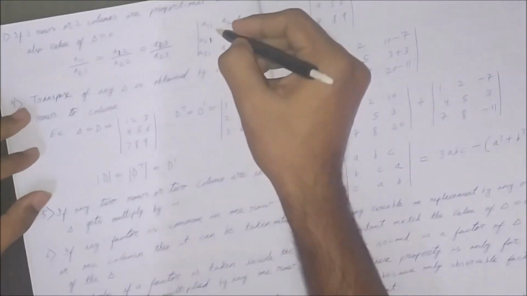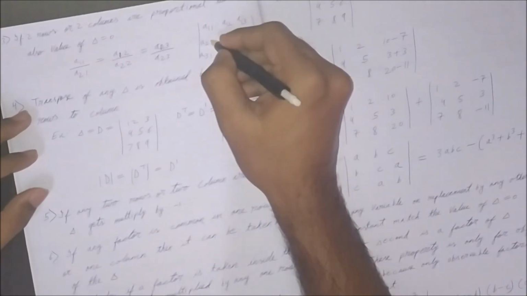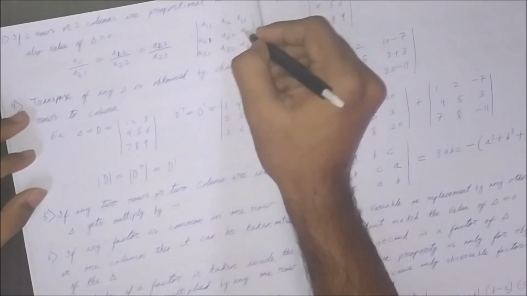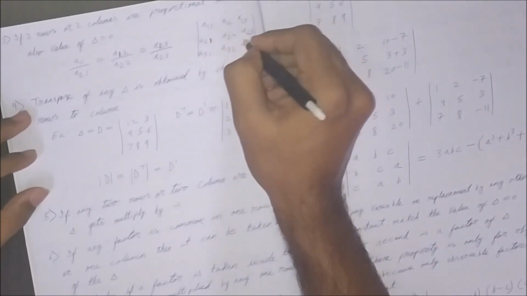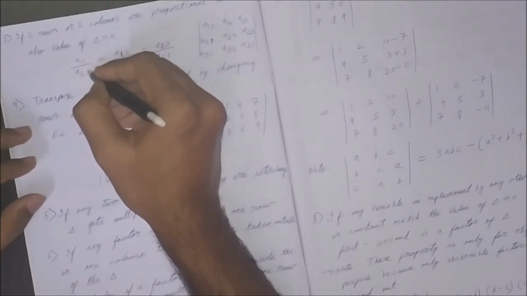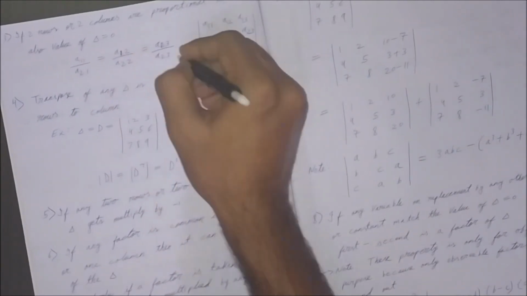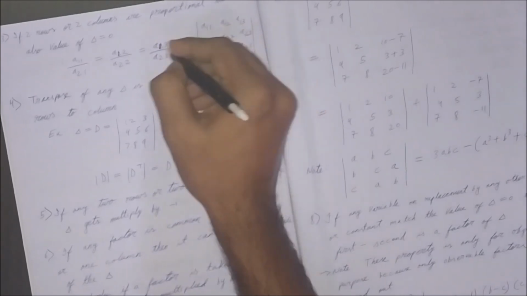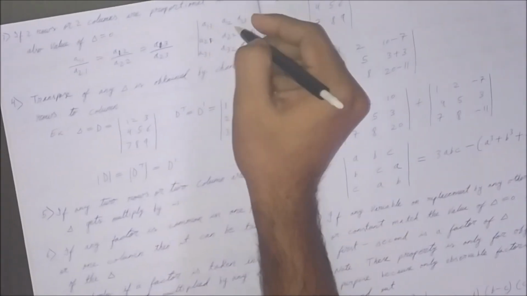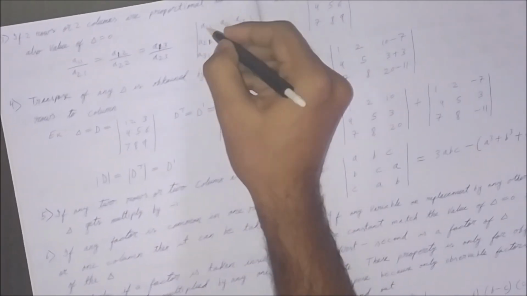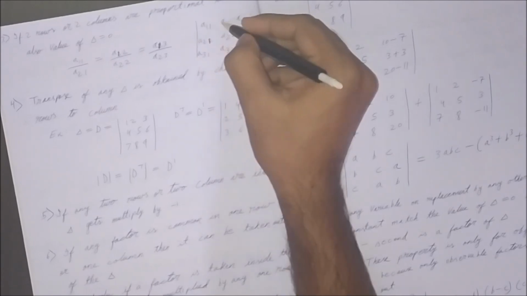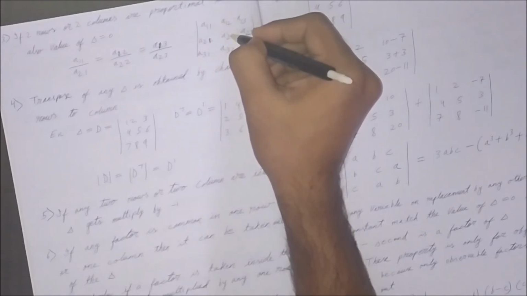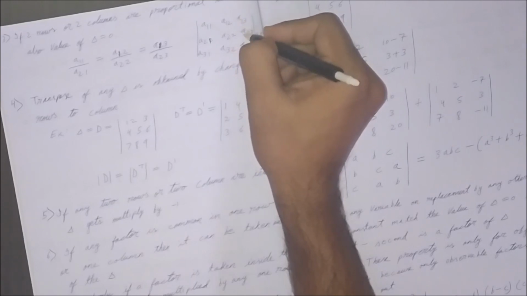So if the determinant is a11, a12, a13, a21, a22, a23, a31, a32, a33, and a11 is to a21, a12 is to a22, a13 is to a23 are the same, then the value of this determinant will be 0. That is, if a11 is to a21 equals a12 is to a22 equals a13 is to a23, if they are proportional, then the value of that determinant will be 0.